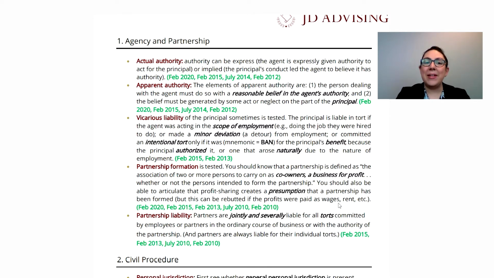Another common issue that we see in partnership is partnership liability. Once you've formed a partnership, all the partners are personally liable for the obligations of the partnership. So they may give you a situation where the partnership is sued, and the question is whether the plaintiff can go after one of the partner's personal assets. And the partners are generally personally liable for the obligations of the partnership.